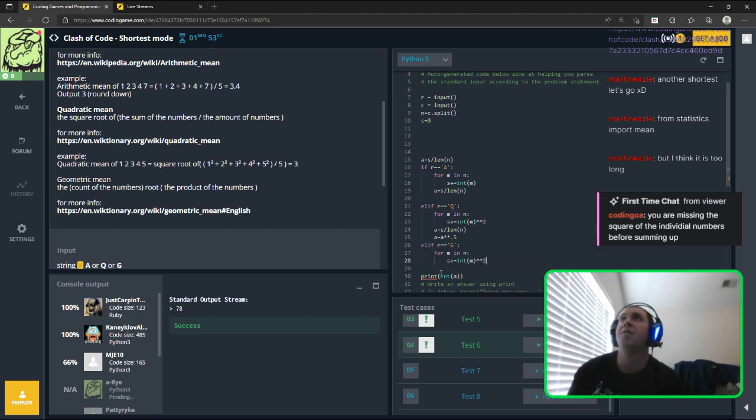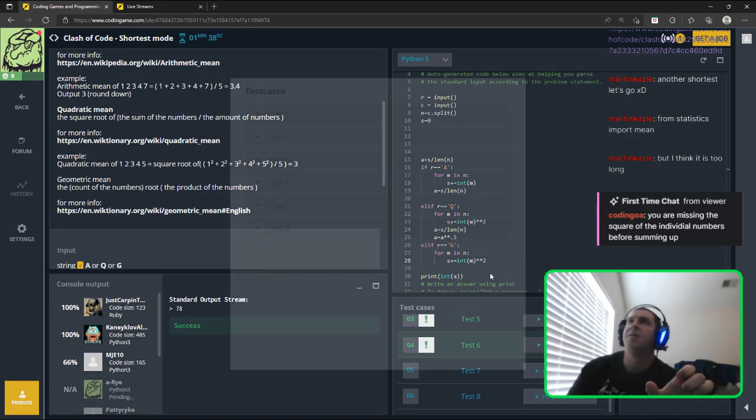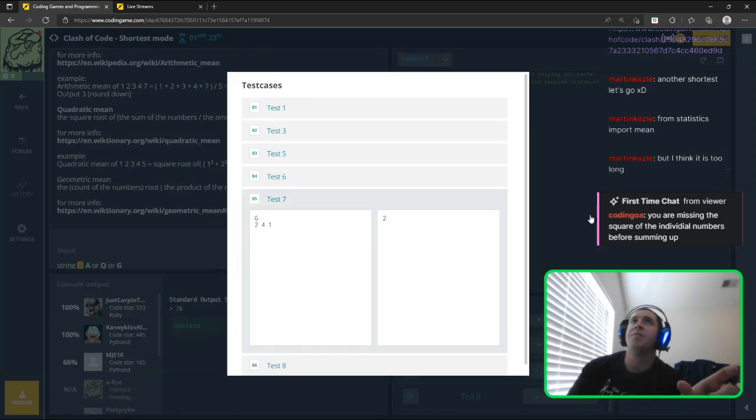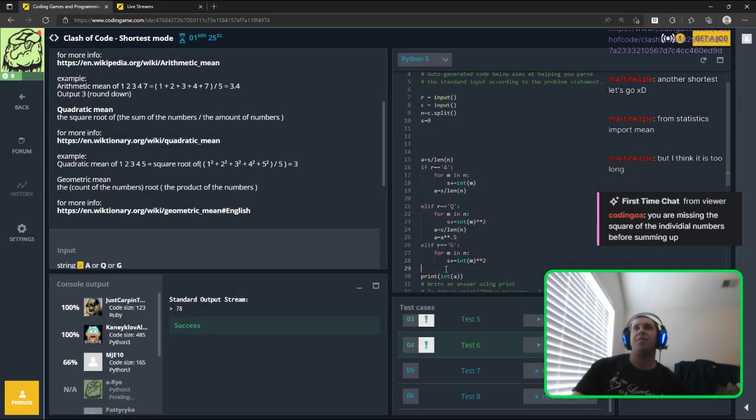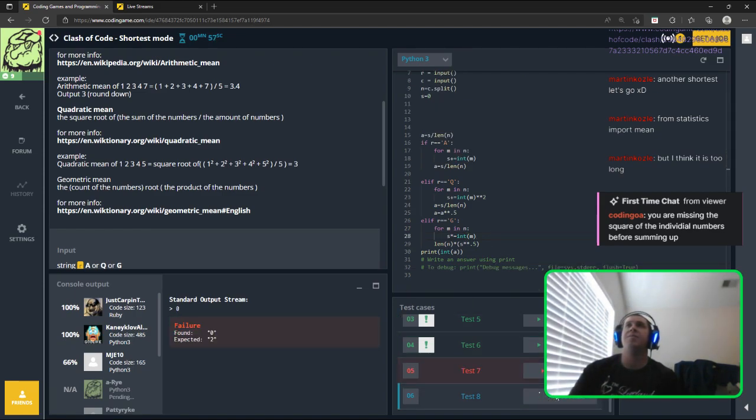Now we need to do that, but it's not going to be that. It's going to be count of the numbers, root the product of the numbers. So it's going to be the length of it, like length of n times the square root of the sum, the product, oops, to the 0.5, and then we got to do times equals. Okay, found 2.